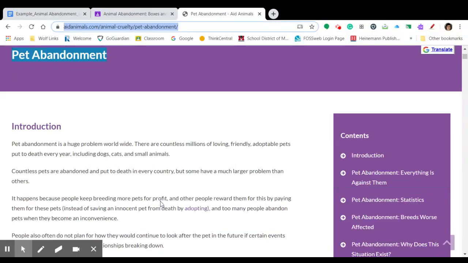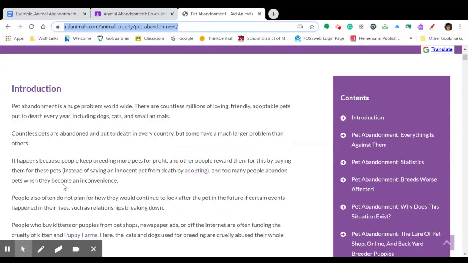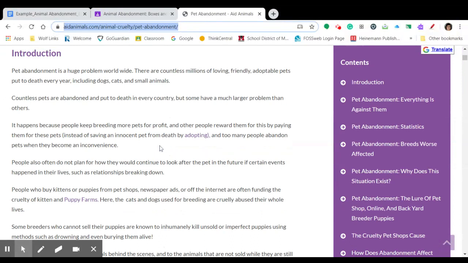So if we go through the introduction here, pet abandonment is a huge problem worldwide. There are countless millions of loving, friendly, adoptable pets put to death every year, including dogs, cats, and small animals. Countless pets are abandoned and put to death in every country, but some have a much larger problem than others. It happens because people keep breeding more pets for profit, and other people reward them for this by paying them for these pets instead of saving an innocent pet from death by adopting. And too many people abandon pets when they become an inconvenience.